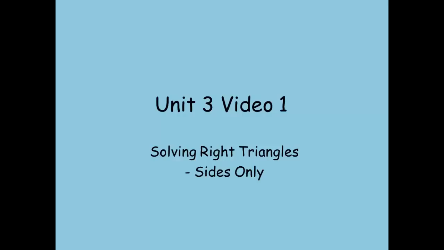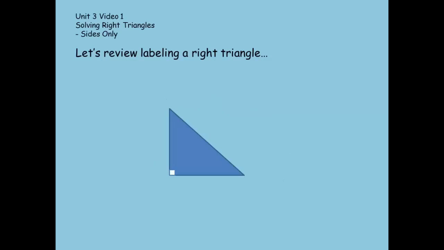Alright, we're at Unit 3, Video 1. We're solving right triangles, sides only. So we're looking here, and this is a review of trying to find the missing sides of a triangle. So let's go ahead and try a couple examples together.